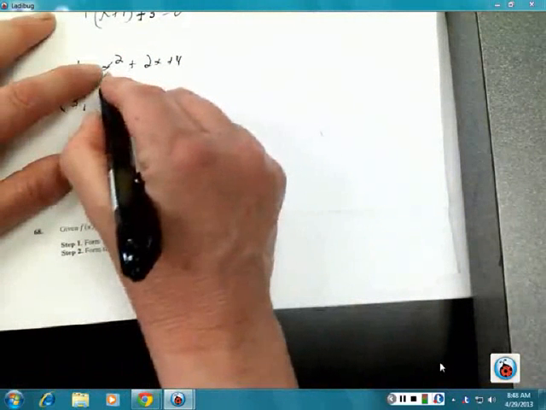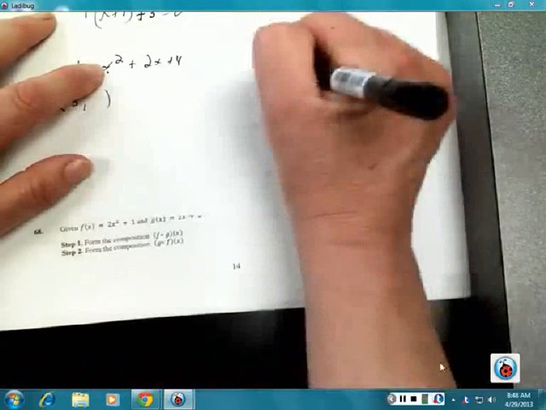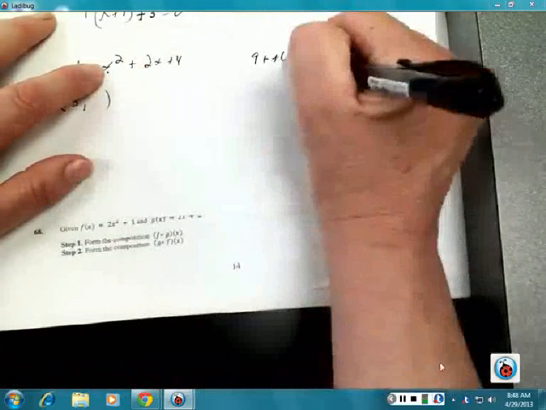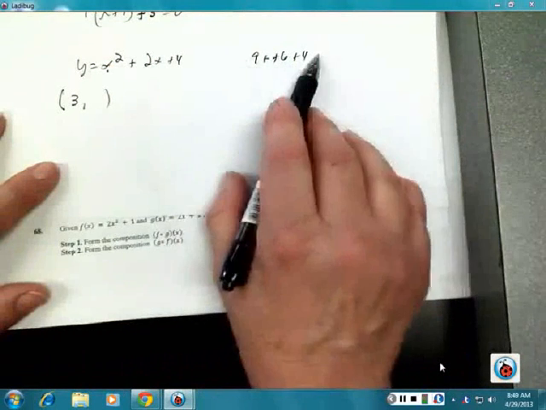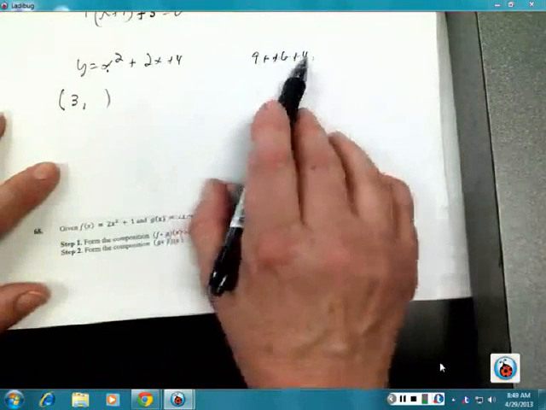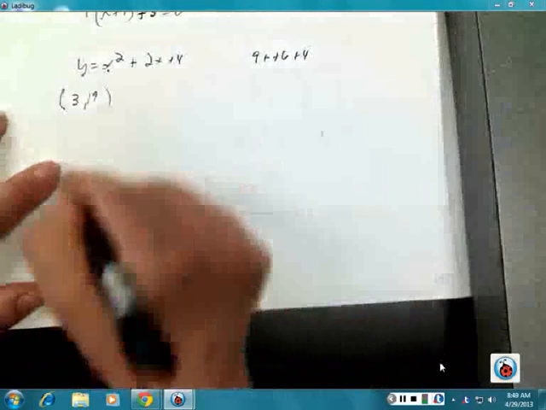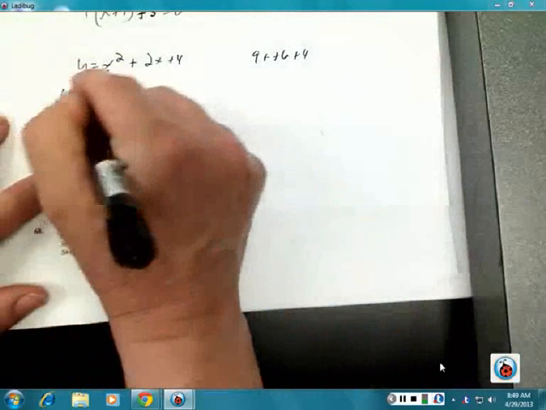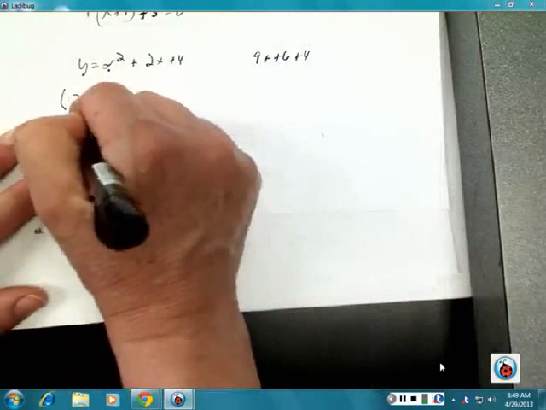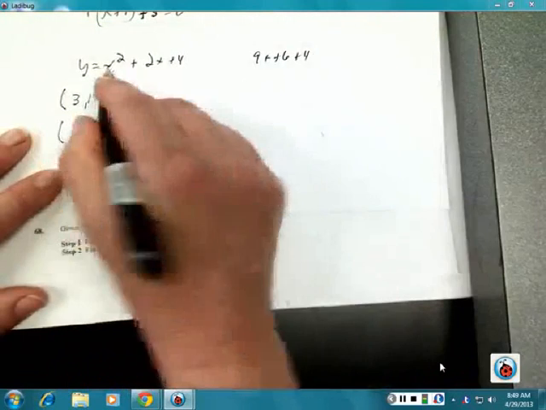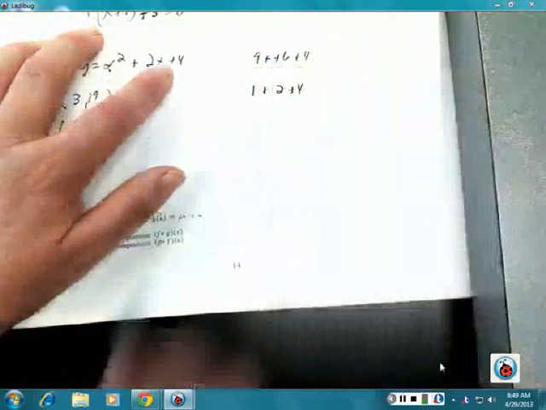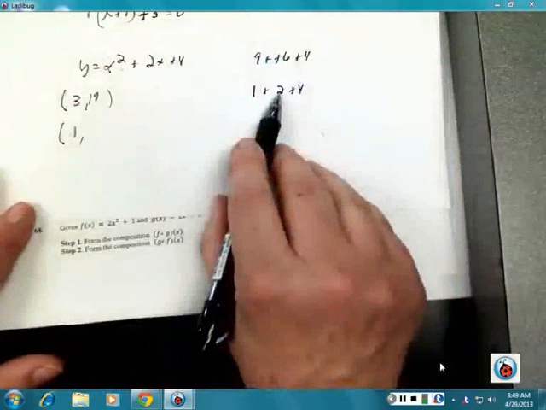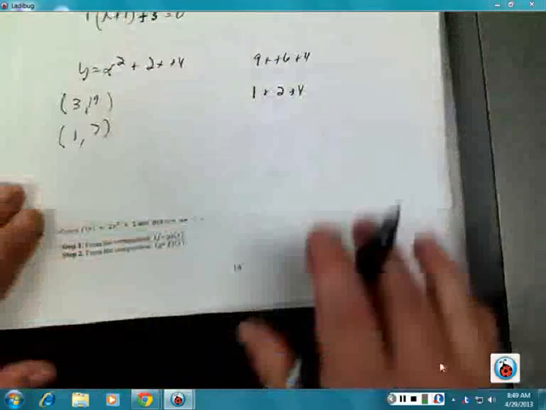3 squared is 9. 2 times 3 is 6. Plus 4. Can't use it because it's not on my graph. 19's not on there, so I gotta pick something smaller. So let's go with 1. 1 squared is 1. 2 times 1 is 2. Plus 4. 2 plus 1 is 3. Plus 4 is 7. So that point will work.